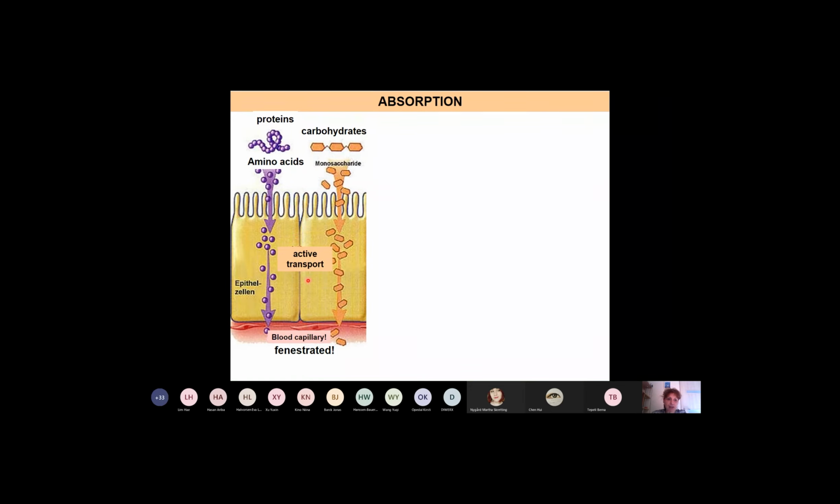And this schematic drawing shows that the amino acids and the carbohydrates, so the monosaccharides, will always enter the blood capillaries during absorption. Yes, they will be taken up by the cells with an active transport, and then they can reach the bloodstream.